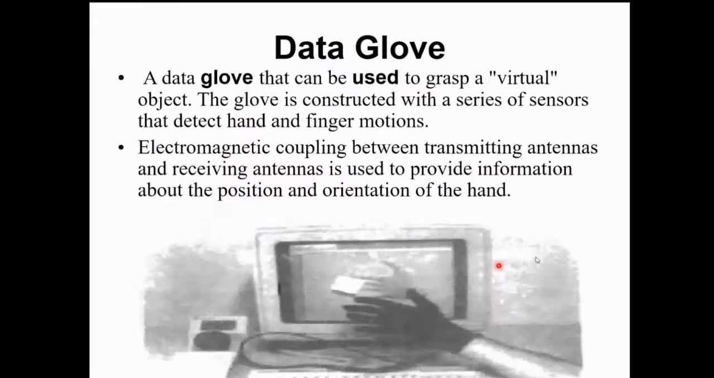Now we have one more thing with us, that is a data glove, and what it does is it is used to grasp a virtual object. So this is one thing that we have. It is constructed with a series of sensors, as I told you, that detect hand and finger motion.